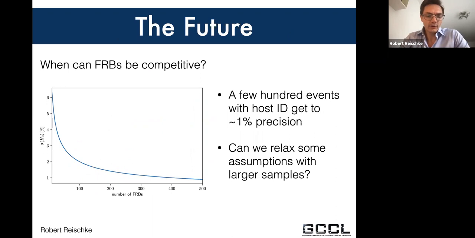So here on the y-axis, I show you basically the percentage error you can get on H0 as a function of the number of FRBs. And in principle, you see that a few hundred FRBs with host identification can get the precision down to 1%. The problem then is, of course, that you need to be very, very careful of systematics, which there might be a lot of them, which we don't know yet about. So this needs some very thorough further investigation. At the moment, since we are completely statistics dominated, this is not a big problem.